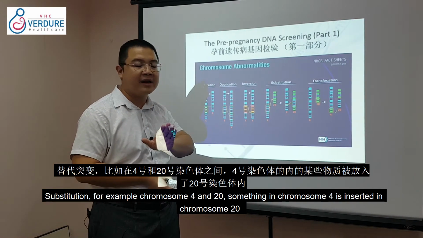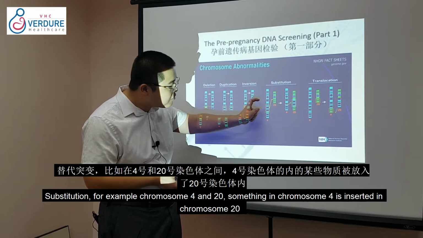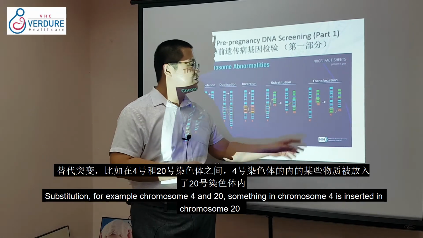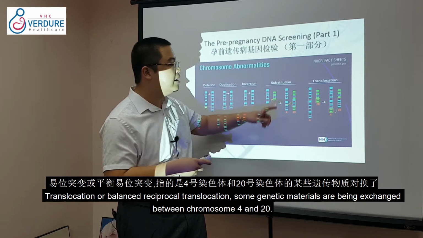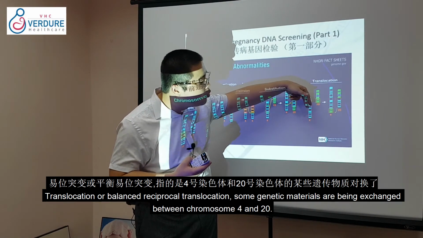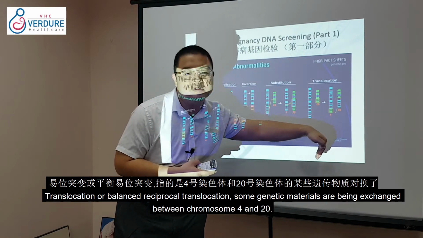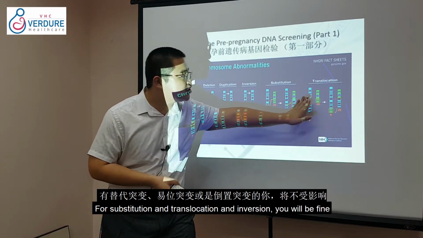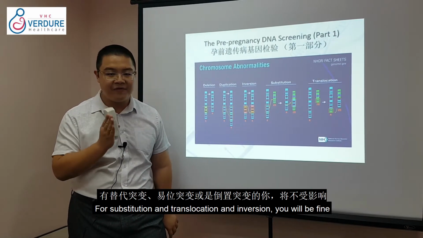Substitution, okay, let me give you an example. If this is chromosome 4 and this is chromosome 20, something from chromosome 4 actually went to chromosome 20, okay? Translocation, also known as balanced reciprocal translocation, means that, for example, chromosome 4 and chromosome 20 again have swapped around, okay? Something from chromosome 4 went to chromosome 20, and then something from chromosome 20 goes to chromosome 4. Now, for substitution and translocation and also inversion, you will be fine.